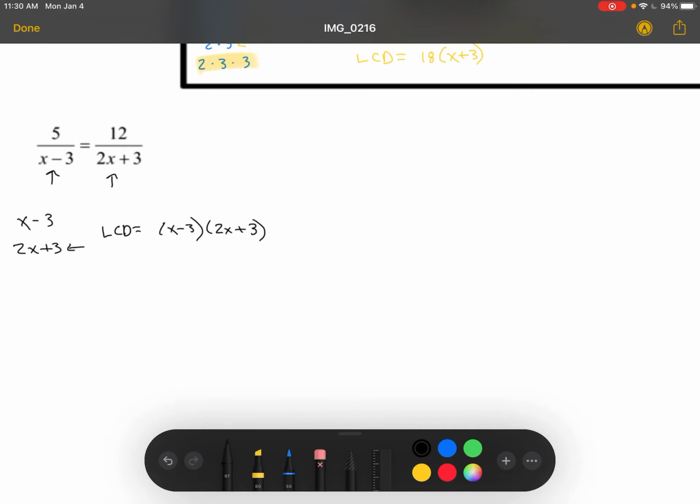When we go to solve now, we rewrite our original equation, and we can actually multiply by the LCD. So if we multiply each side by the LCD, we're going to save ourselves some time, and I'll show you how.